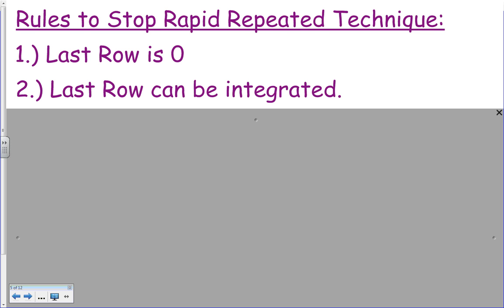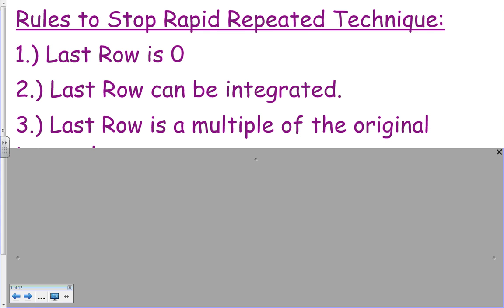All right, if the last row can be integrated, so if you look at that last row and you go, oh, I know how to integrate that, then that's another stopping condition. Again, sometimes that happens, like the last problem that we just did, but by going one step further, you might get that 0. And I would definitely recommend you go to that next step if you can. But if you can integrate the last row, stop.